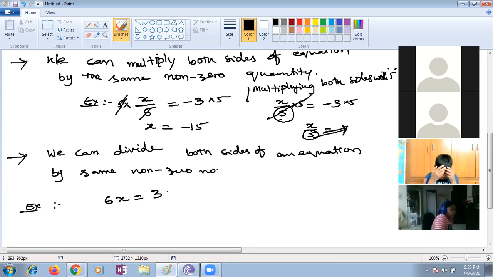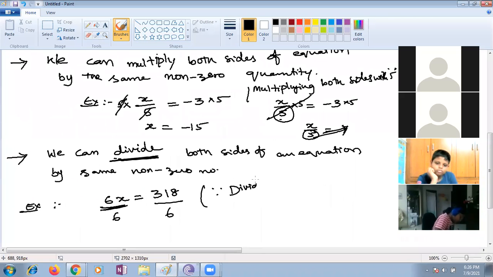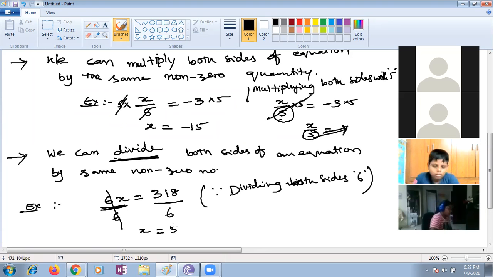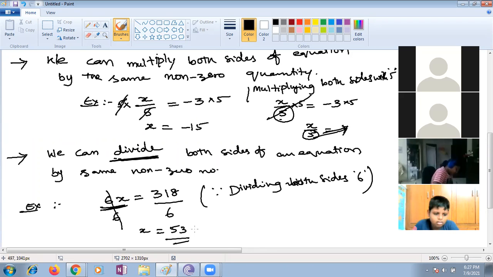6x is equal to 318, children. My example is here. What should I do? Here I should do division. Which number? The one that is multiplied with x, that is 6. So I should divide both sides by 6. Here 6 gets cancelled, only x remains. 6 5s are 30, 6 3s are 18. So x is 53.